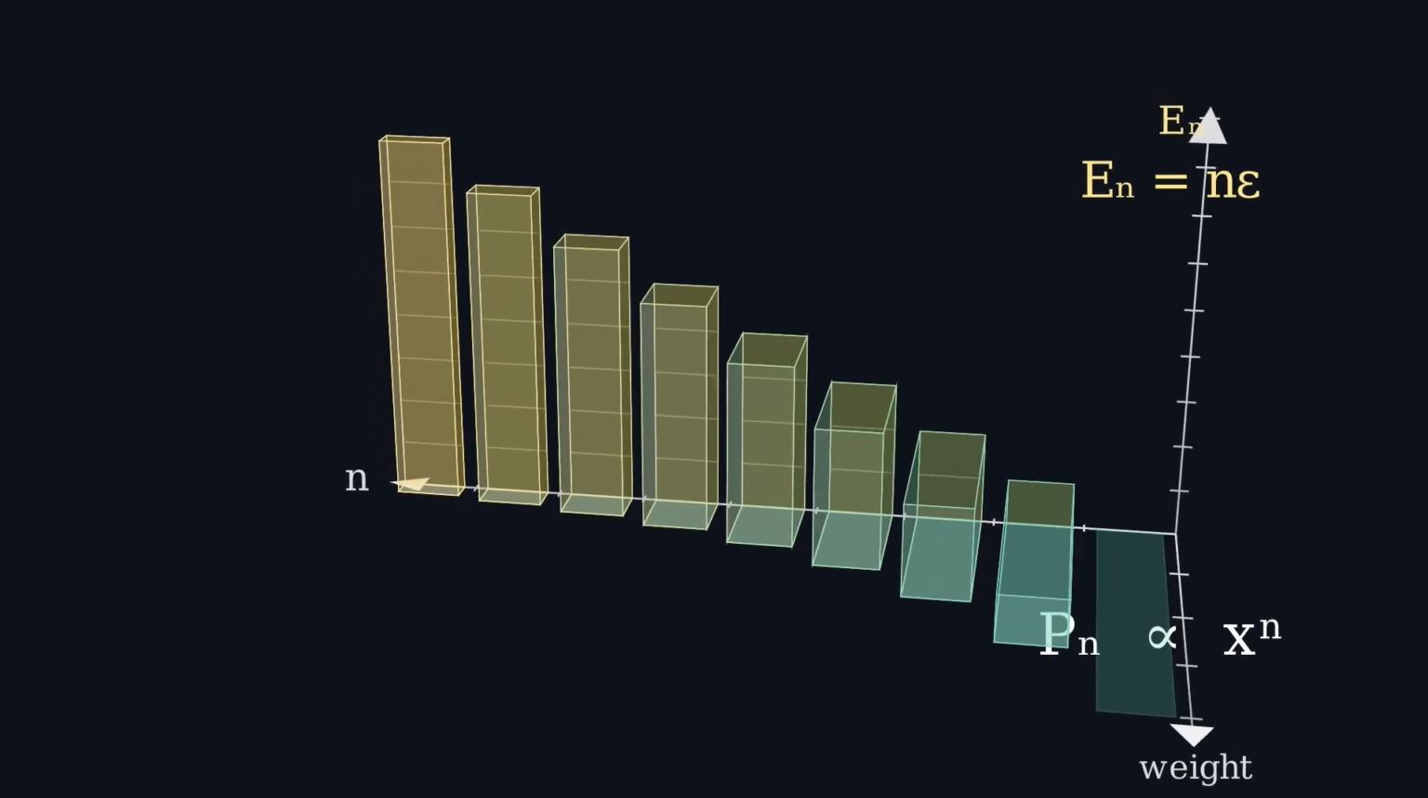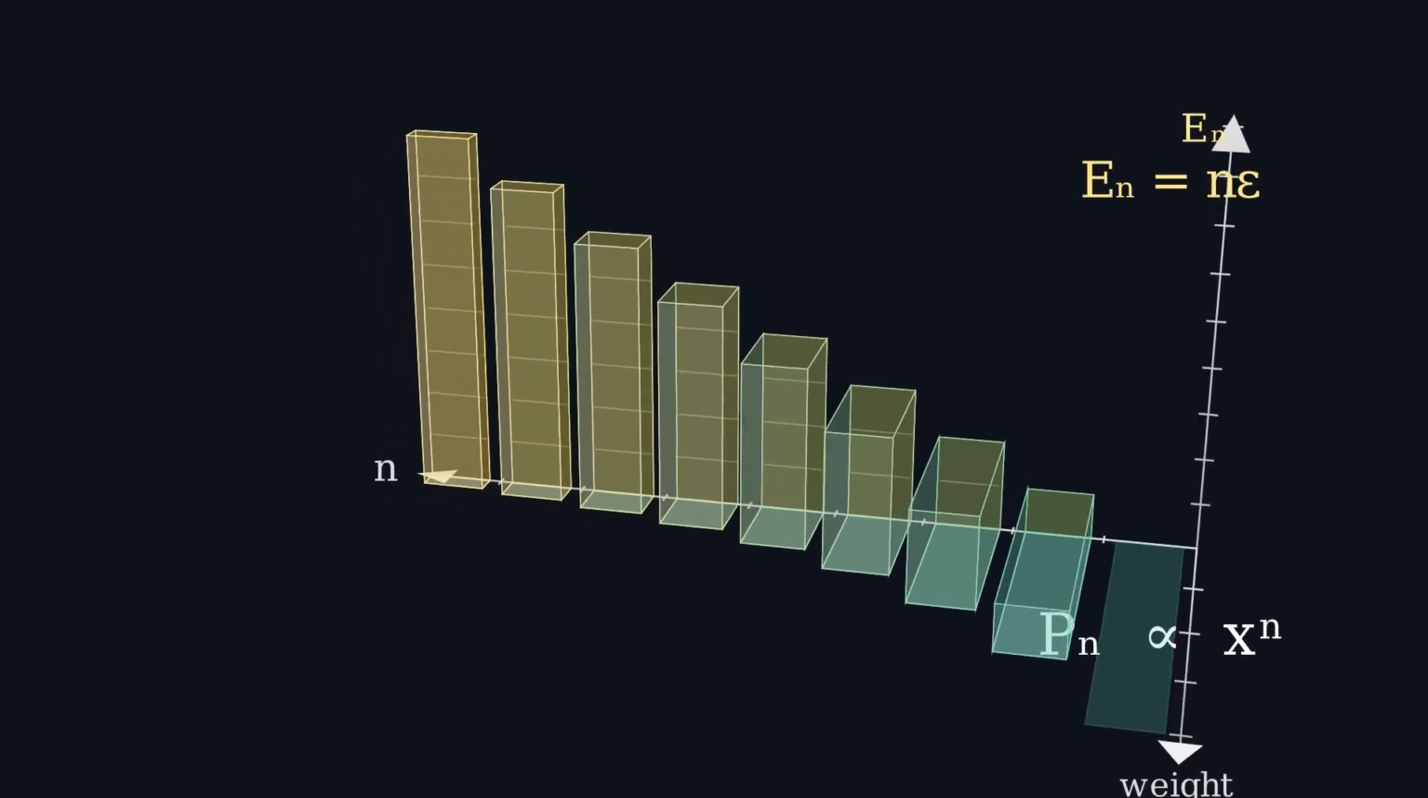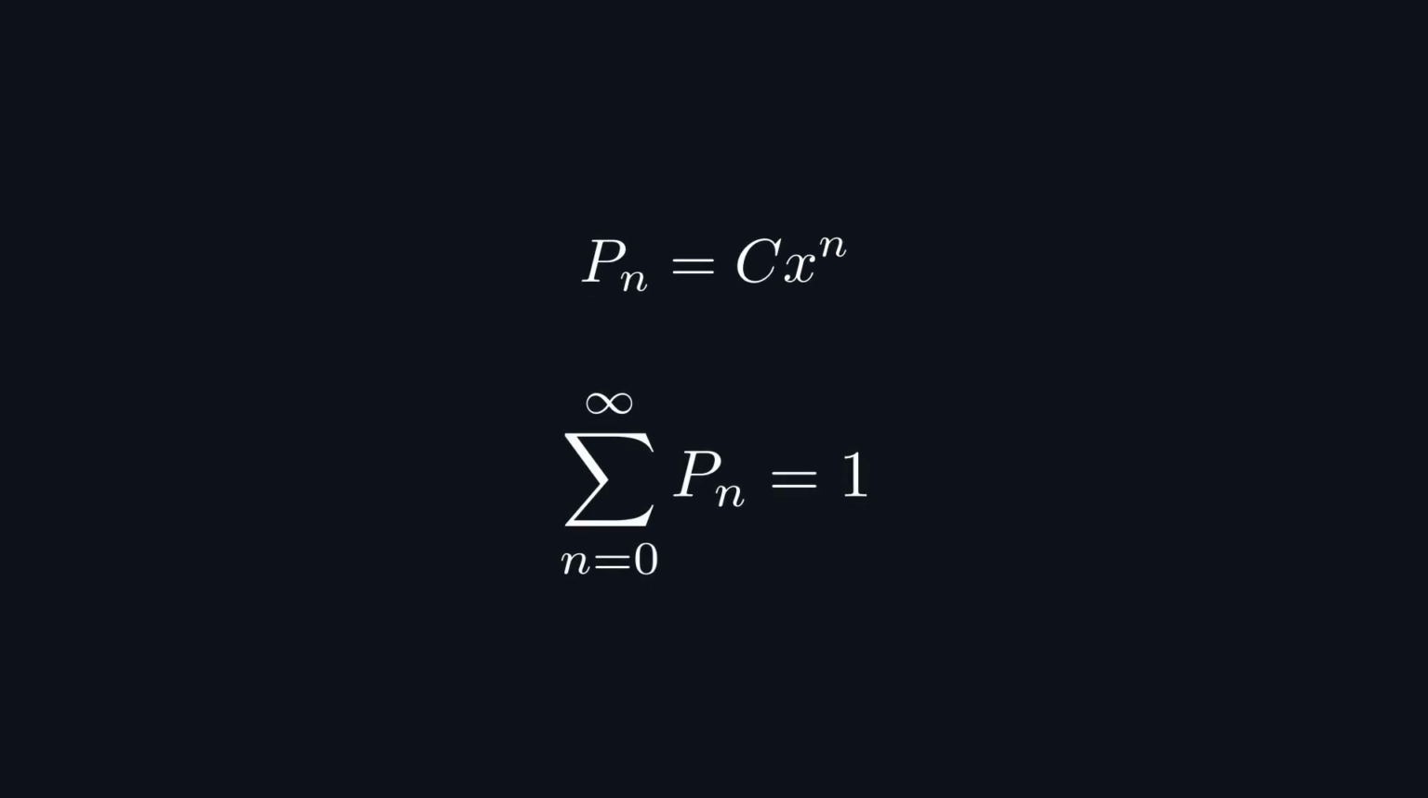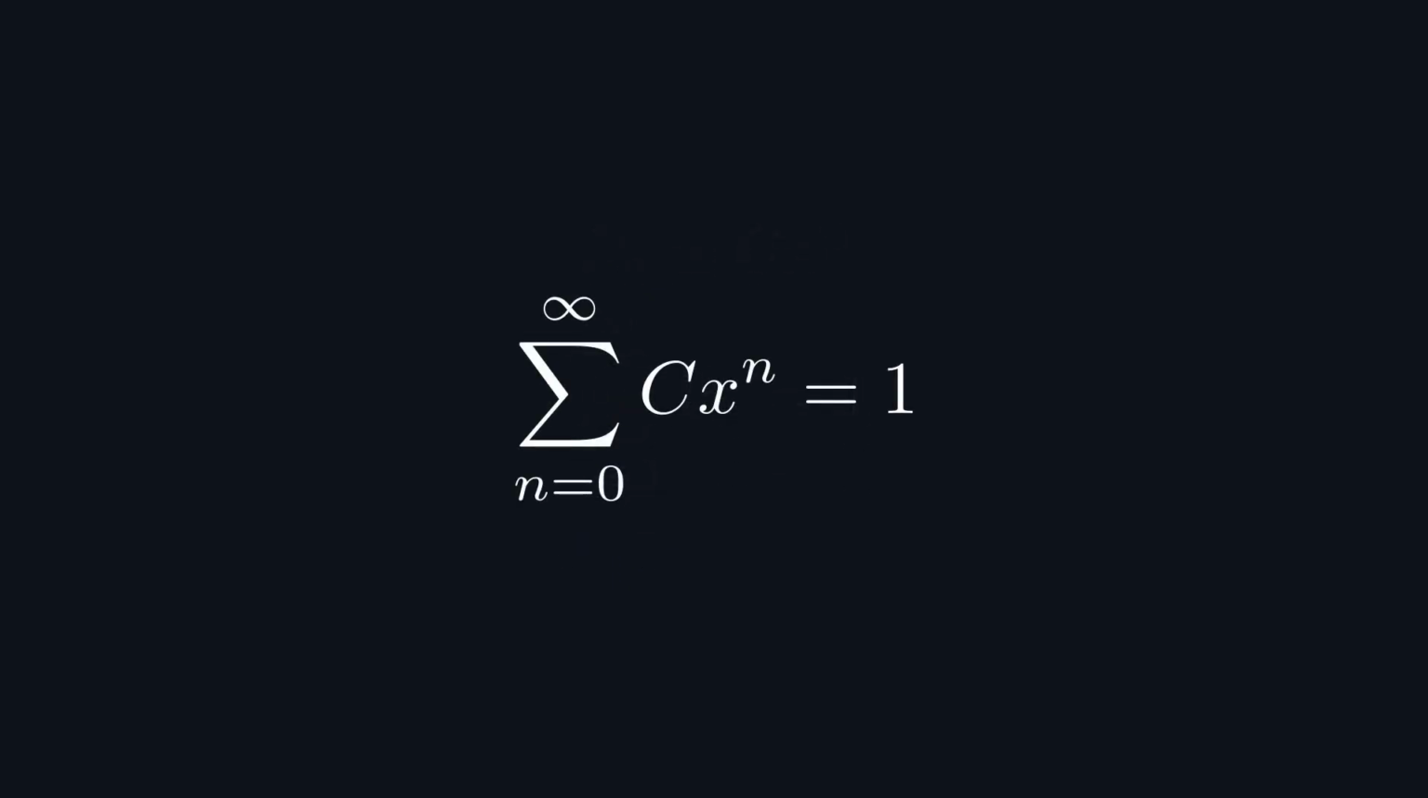We can multiply each probability weighting by the energy value at that weight, and add them together to give us the average energy. As we previously showed, Pn is proportional to x to the power of n. So we say that C is the coefficient of this proportionality, and say Pn equals C times x to the power of n. Since Pn is a probability, we can say that every possible value of Pn must add up to 1. Therefore, every possible value of C times x to the power of n will also add up to 1.